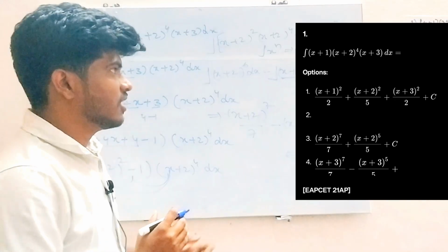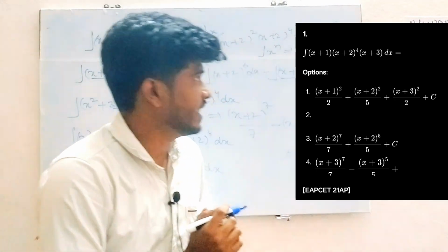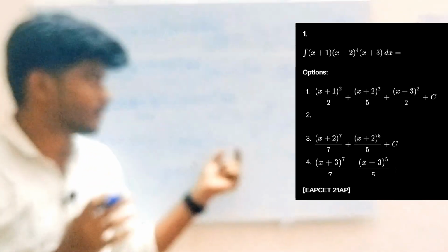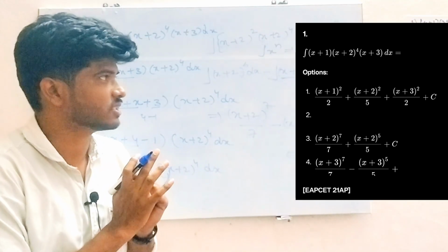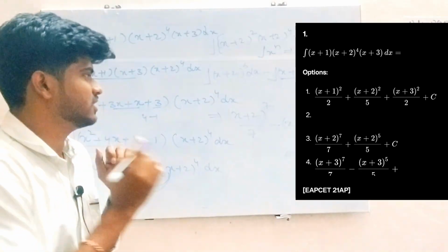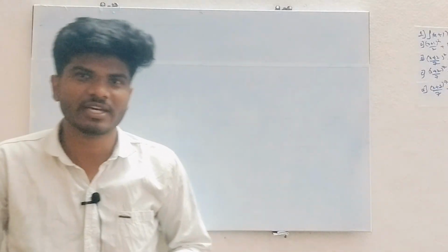Now we check the options. Let's see option A. Option A is in three terms, but we have only two terms. So option A is a wrong answer. Option B is a wrong answer. Option C is the correct answer.